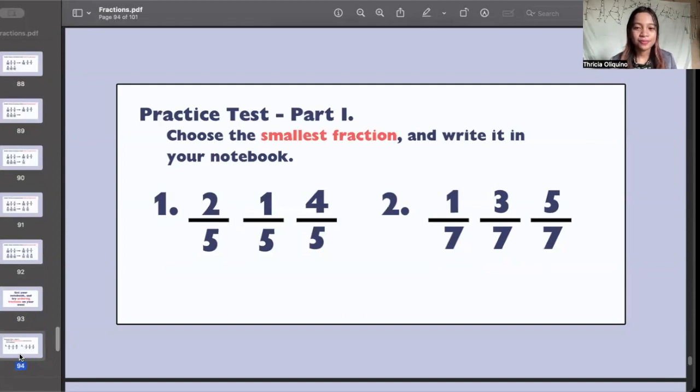Number 2, we have 1/7, 3/7, 5/7. Which do you think is the smallest fraction there?